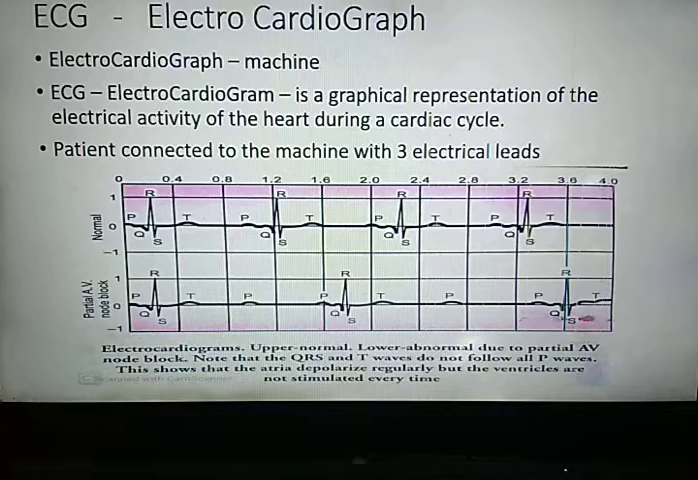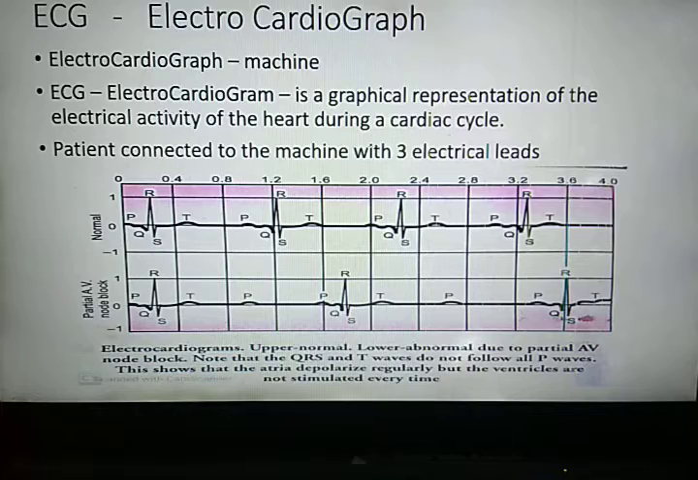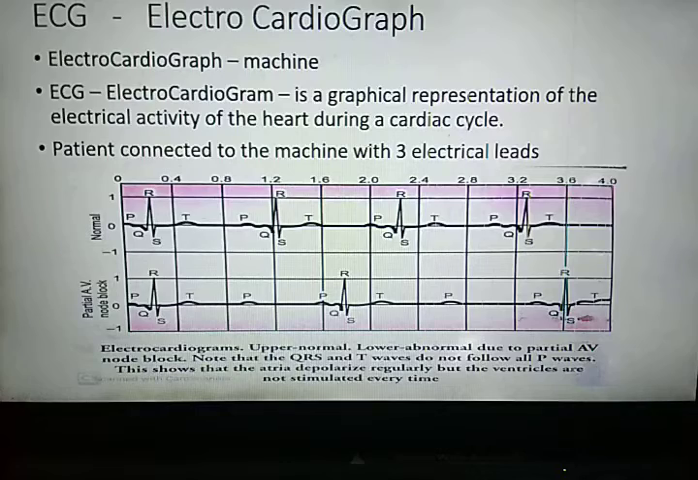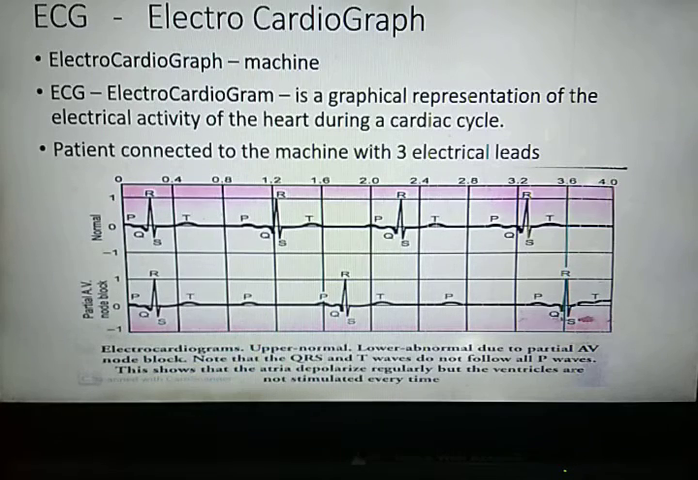This type of machine is known as electrocardiograph, ECG. It is used to obtain an electrocardiogram, ECG. The machine is known as electrocardiograph and the picture obtained or graphical representation is known as electrocardiogram. ECG is a graphical representation of the electrical activity of the heart during a cardiac cycle.